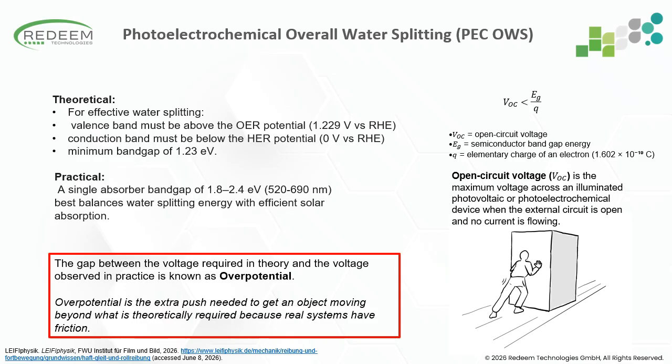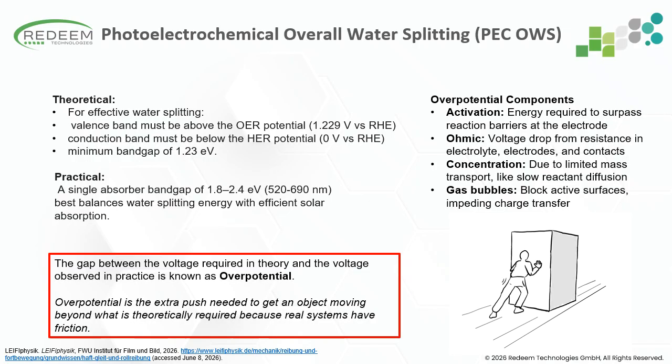So on the right here, the equation shown reminds us that the maximum photovoltage or open circuit voltage is always smaller than the semiconductor band gap divided by the elementary charge. In other words, not all of the band gap energy can be converted into usable voltage, which is another reason why practical devices require larger band gaps than the theoretical minimum.